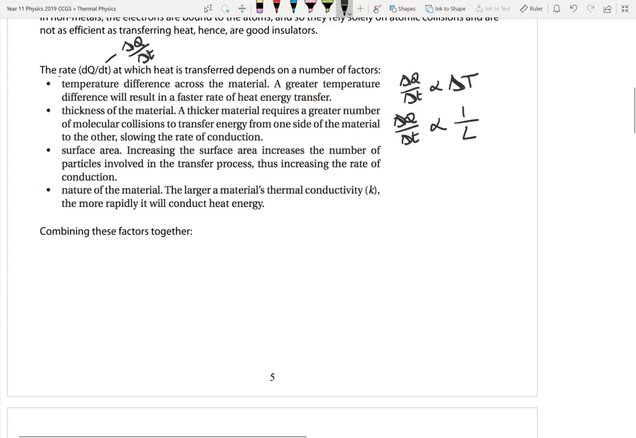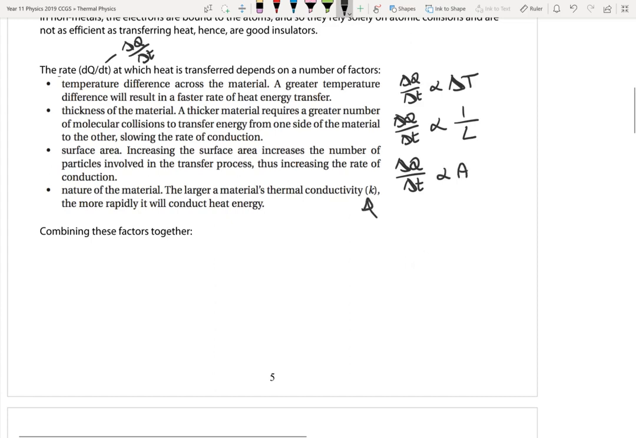L is the symbol for thickness. The thicker the material, the slower the rate. So if we increase the thickness of the material, it slows it down. If we make the material thinner, then it's going to pass through at a greater rate. Increasing the surface area increases the number of particles involved in the collisions. This is almost like your collision theory in chemistry. The more particles that are free to interact.